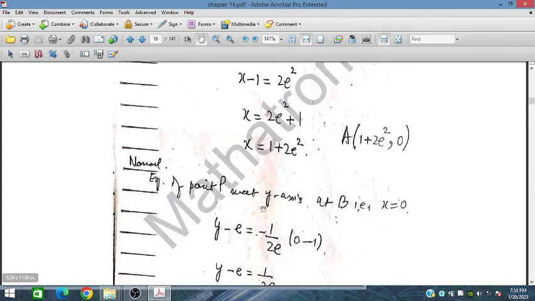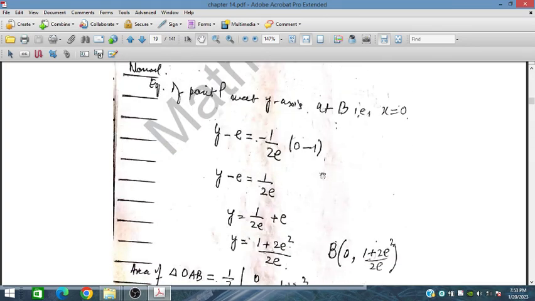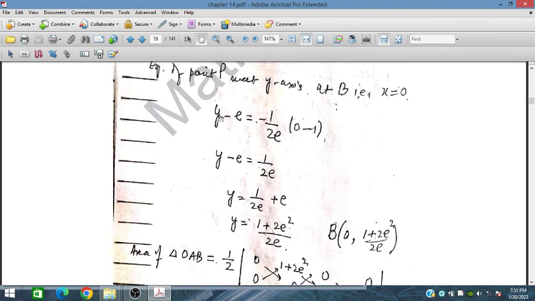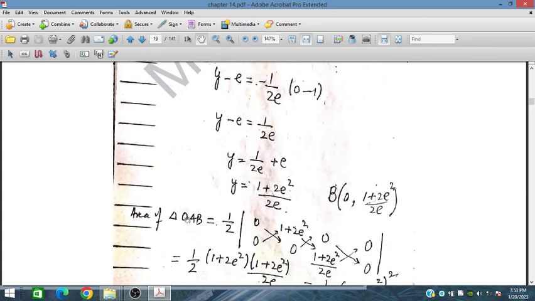The normal at the point P meets the y-axis at B. It meets the y-axis at B. So at the B position, the x value will be 0. So in that equation, x will be placed as 0 for the B point. So for this point, we have placed this 0. So y minus e, in this we have obtained y. So this is the B point. So A point is this and B point is this, and origin O is 0, 0, and from this we can solve the area. So this is O, this is A, and this is B, and this is O again.